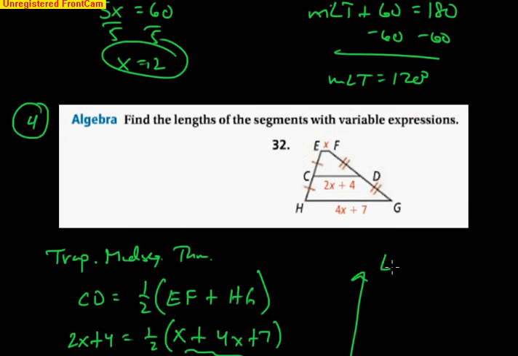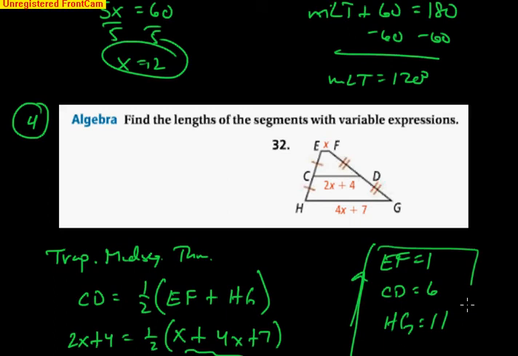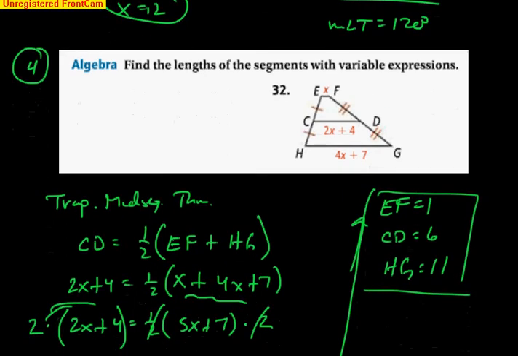Plug it in. That makes EF 1. CD is 2 times 1, which is 2, and 2 plus 4 is 6. And HG is 4 times 1, which is 4, plus 7 is 11. And again, notice CD, the midsegment, is right smack dab in the middle. It's 5 away from 1 and 5 away from 11. That should always happen with these trapezoid midsegment problems.